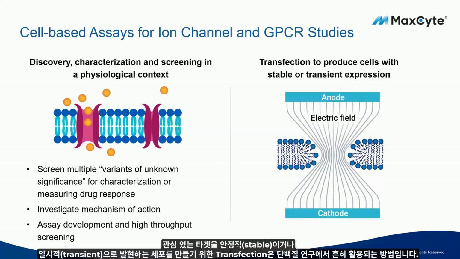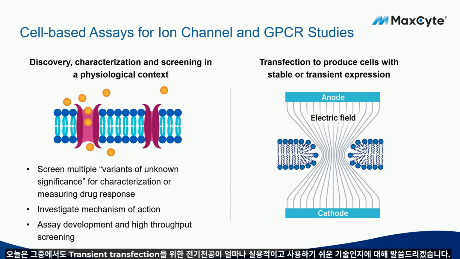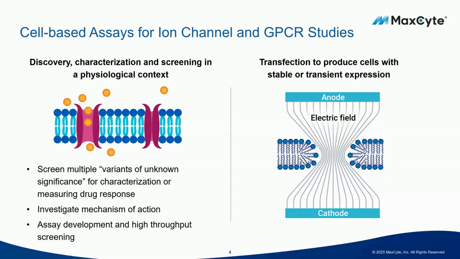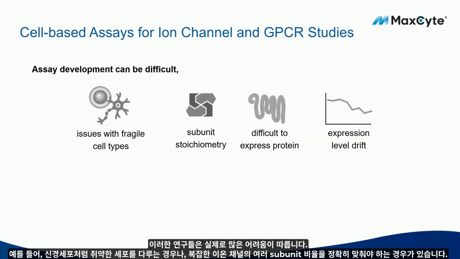And so transfection to produce the cells either stably or transiently expressing the molecules of interest is often one technique used to study these proteins. And specifically today, we'll be talking about how electroporation for transient expression is a very viable and easy to use method.